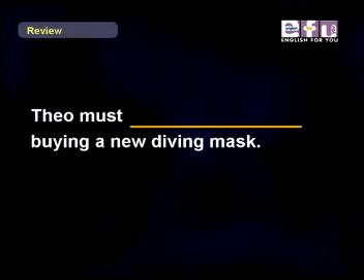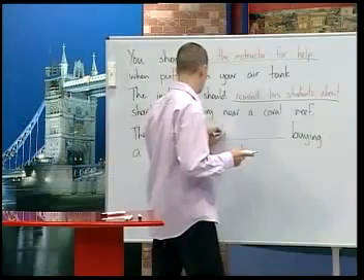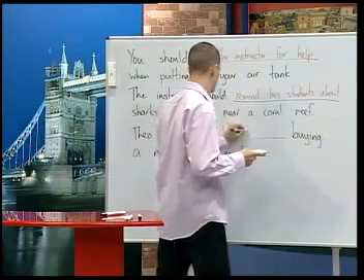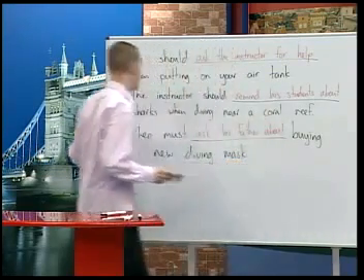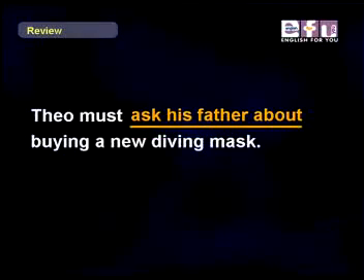And Lewis, you can do the last one. Theo must what? Buying a new diving mask. What could we put in there? Theo must ask his father about buying a new diving mask. Must ask his father about. Okay. Theo must ask his father about buying a new diving mask.